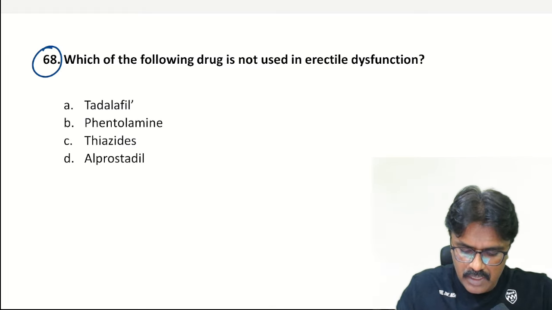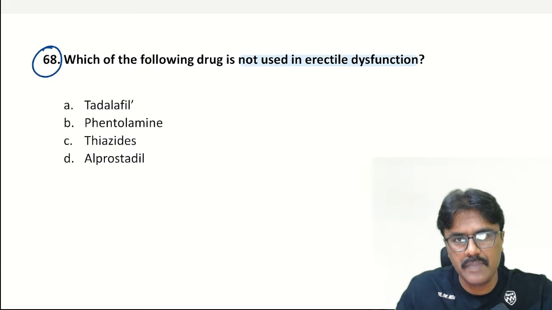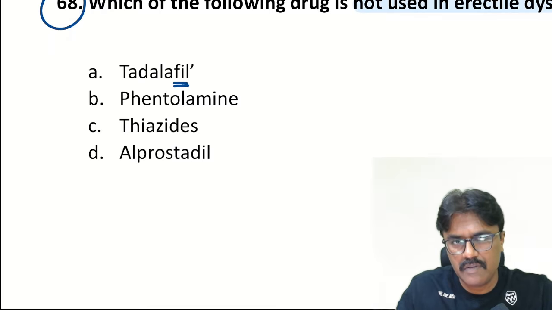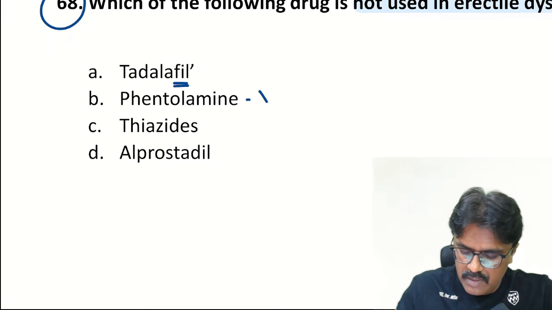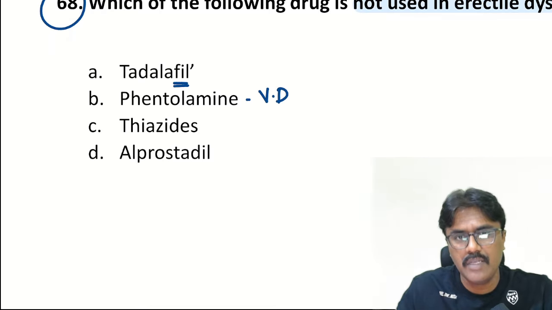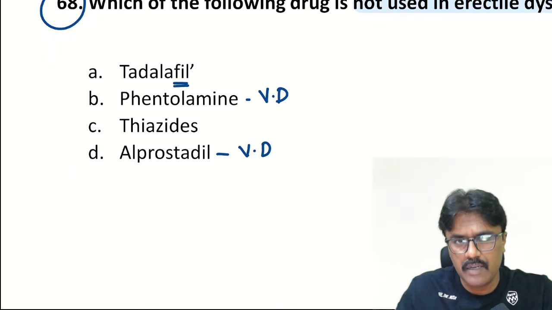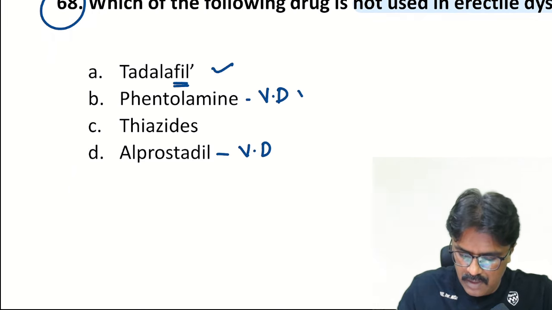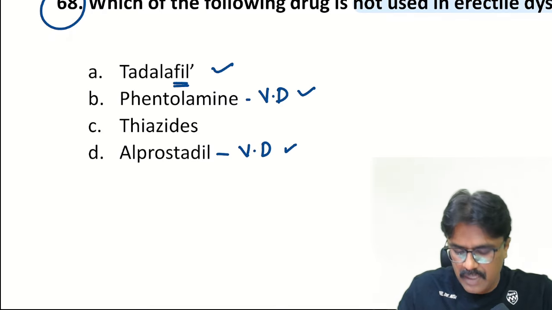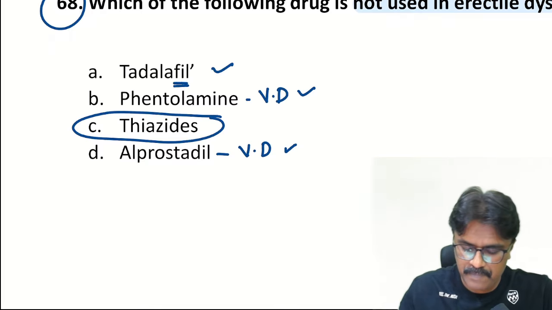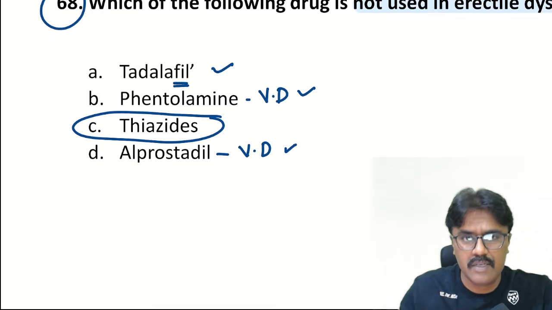Question number 68. Which of the following drug is not used in erectile dysfunction? Tadalafil, yes, anything ending with fil is used in erectile dysfunction. Phentolamine is a vasodilator. You can inject into the penis. Alprostadil is a vasodilator which is used for erectile dysfunction. So A, B, D all are used. Thiazides, you all know it's a diuretic. It's not used for erectile dysfunction. But in fact, thiazide causes erectile dysfunction.